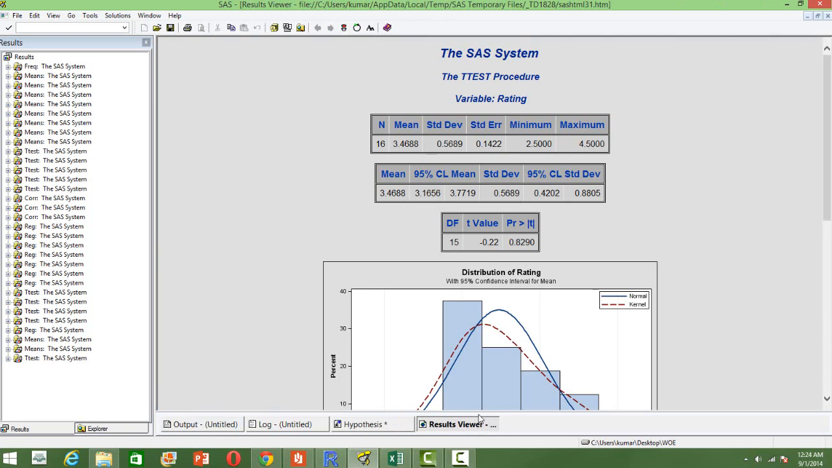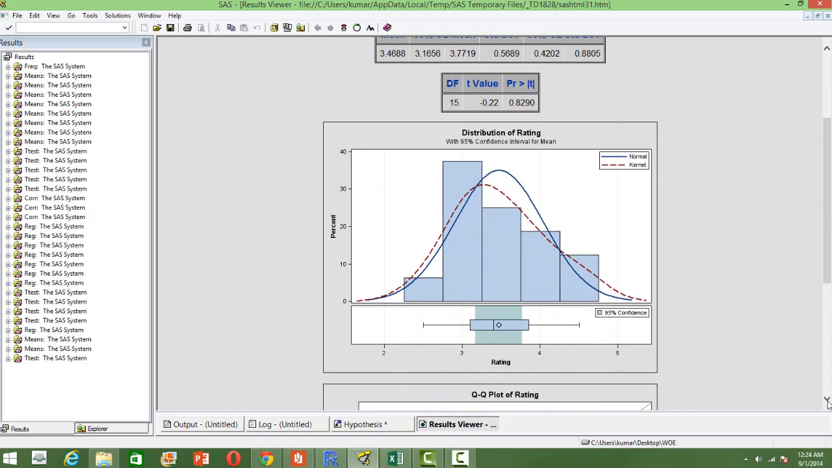we'll get values like this. We will get the number of observations, the mean, standard deviation, all the statistics, followed by the confidence interval. But the most important things are the t-value and the p-value. I look at the p-value most of the time. You can also use the t-value to come up with a conclusion, but I look at the p-value.